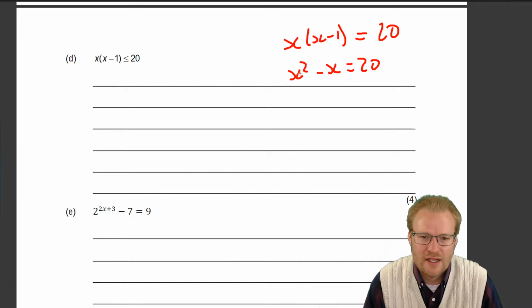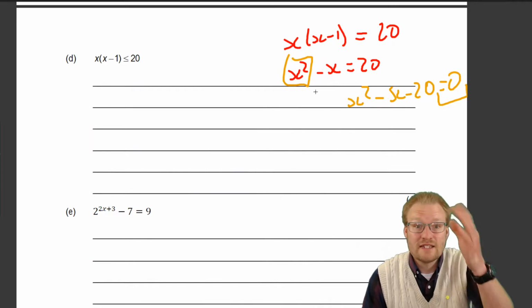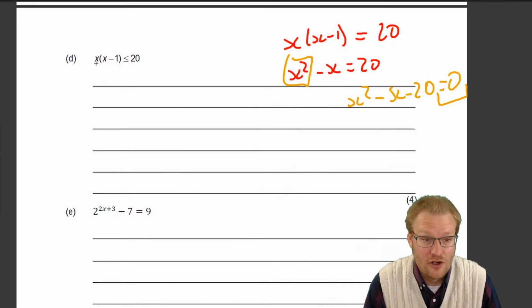Oh, what did we say here? Quadratic. So for a quadratic, we rearrange it. So we got x squared minus x minus 20 equals 0. Rearrange so it equals 0. Same idea for this one. So we need to rearrange it. So we've got, let's just do this one quickly, x squared minus x minus 20 less than or equal to 0. Let's have a look at this.